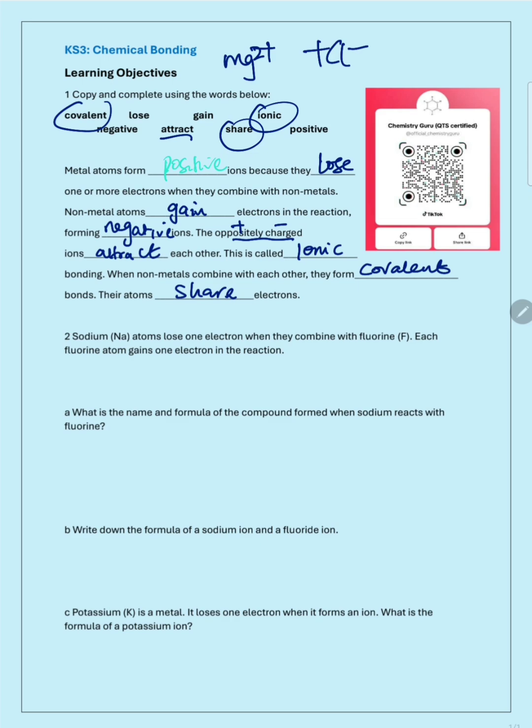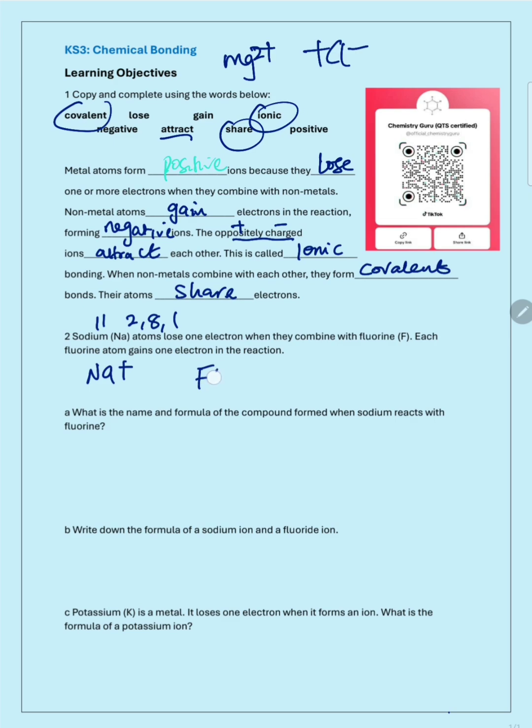So let's go to the second one. It says sodium atoms lose an electron when they combine with fluorine. Each fluorine atom gains one electron in the reaction. So let's have a look at it. A sodium atom loses an electron. You remember sodium has atomic number of 11. The configuration is 2,8,1. If it tends to lose an electron, it means that it has more protons than electrons. So it's going to be positive.